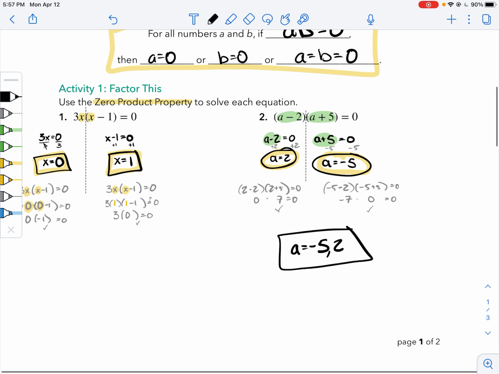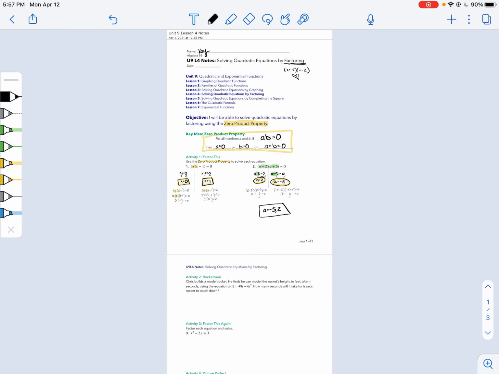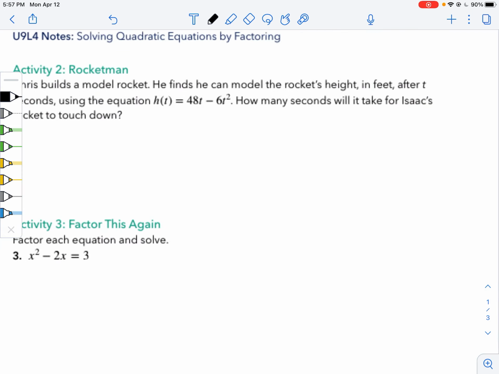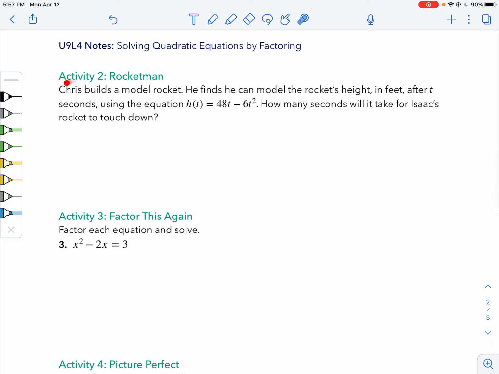So that's cool too. No, 2. When are we going to use this in real life, Ms. Van Dyke? Well, let me tell you right now. First, you read the equation and the question, and you say, Chris builds a rocket. You can take some time right now and draw a really cool rocket. I'm not going to. He finds he can model the rocket's height in feet after t seconds using this equation.